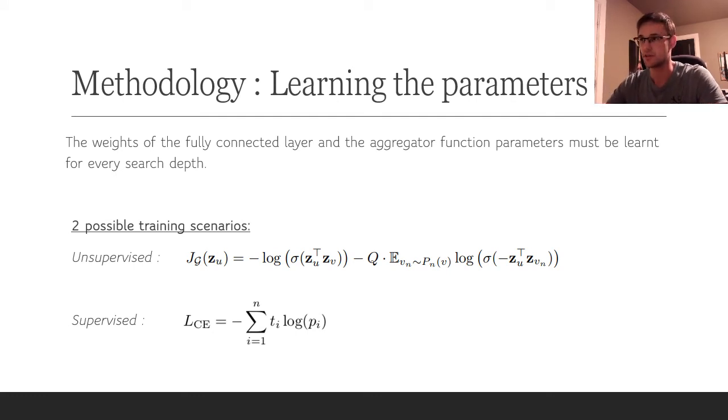In the unsupervised way, you can see the function here in the middle of the slide. It looks very complicated, but the intuition behind it is actually the same as word embedding. The loss function basically tries to push away all the nodes that are far from each other in a graph, and regroup the embeddings of nodes that are close to each other in a graph. Then it will penalize cases where these assumptions are not respected. So this is basically it for the methodology, but we're just going to present the aggregating functions next.